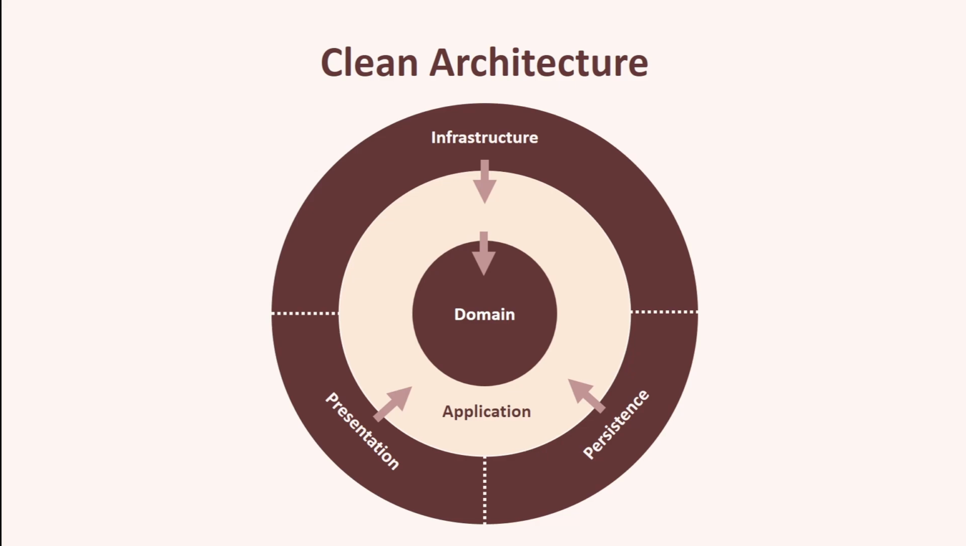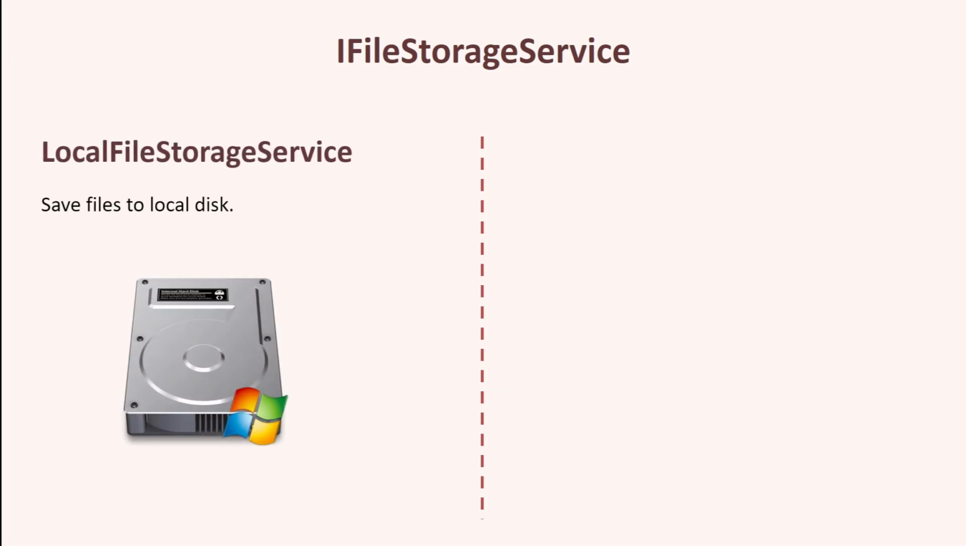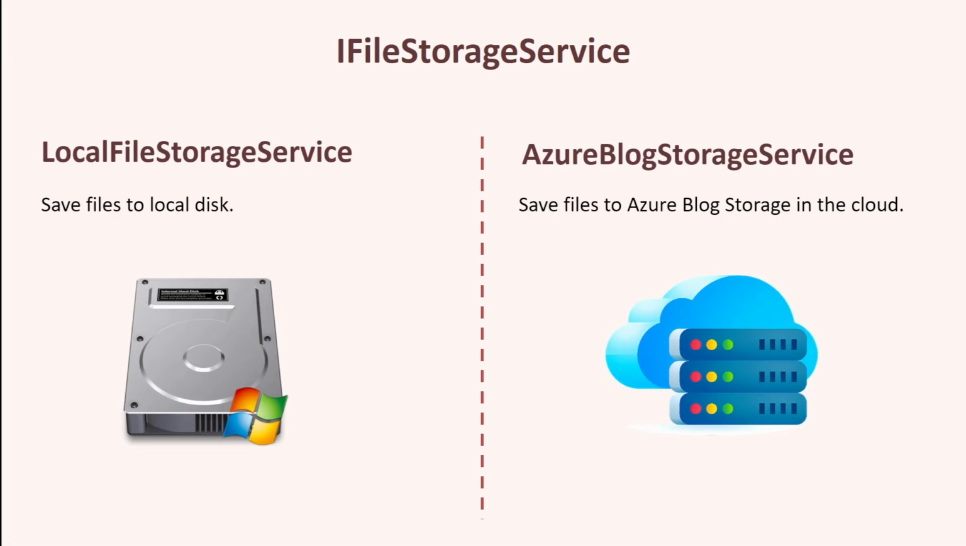This is where we implement the concrete implementations of the abstractions or interfaces we define in the application and the core layers. This allows multiple implementations of the same interface, which we can swap at runtime without changing the business logic. For example, if you have an interface file storage service, one implementation of this interface can save files on the local disk, whereas another implementation of the same interface can save files on the cloud.